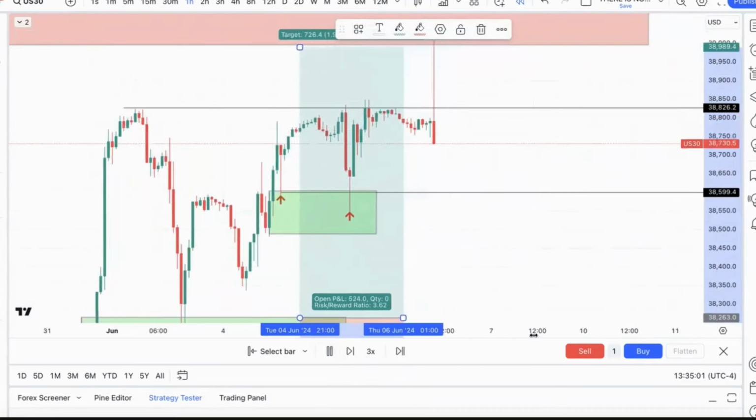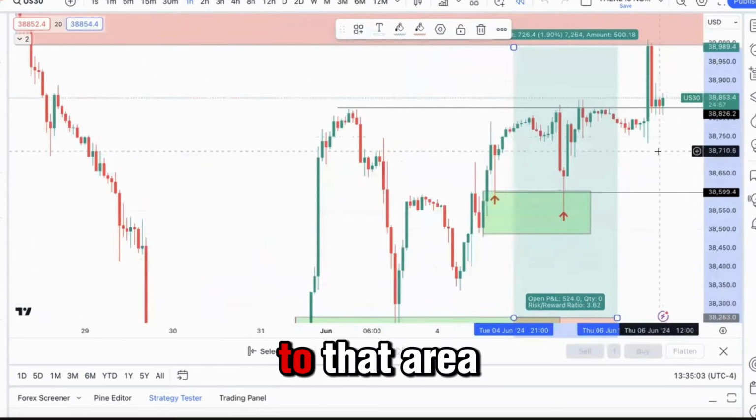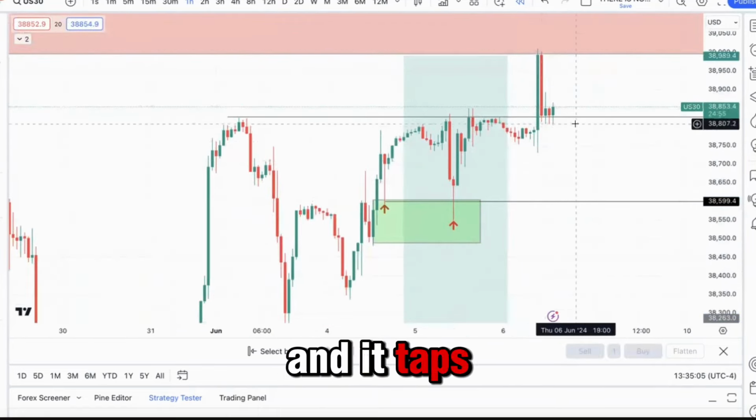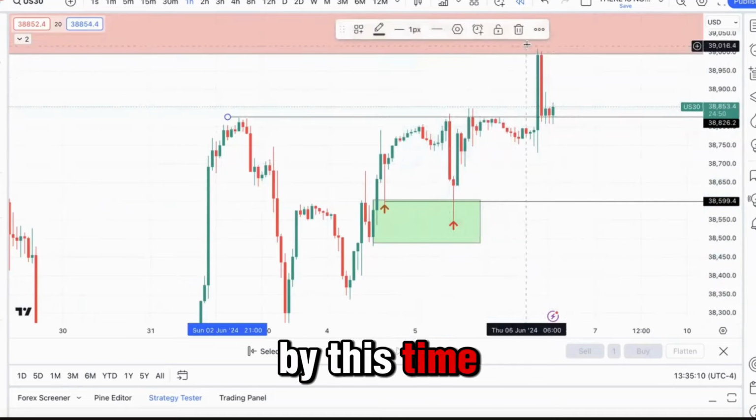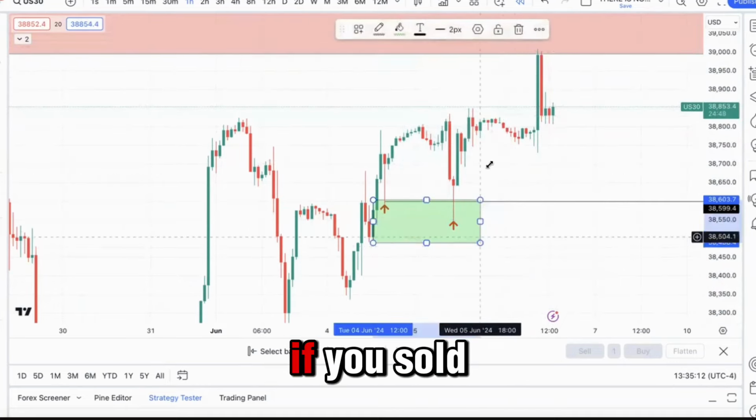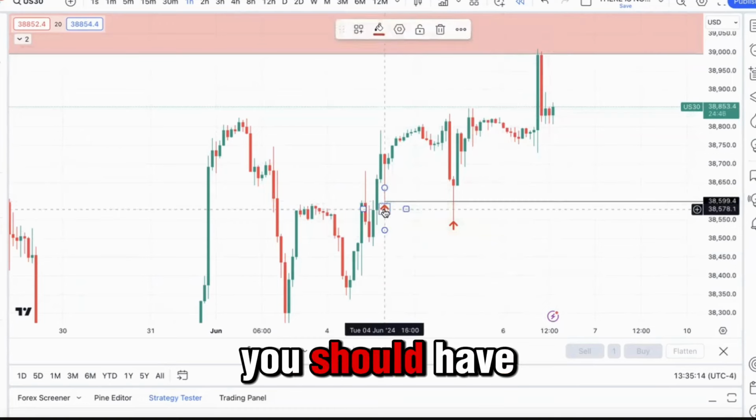Okay, let's go. So price goes to that area and it taps it perfectly. Now, guys, rinse and repeat, rinse and repeat. By this time, you should have recovered the loss, right? If you sold in the wrong place, you should have recovered your loss.